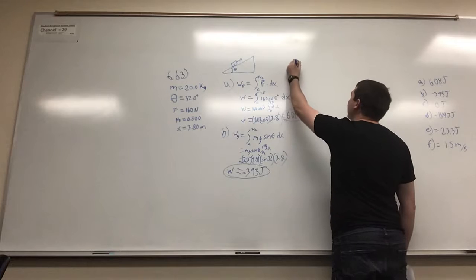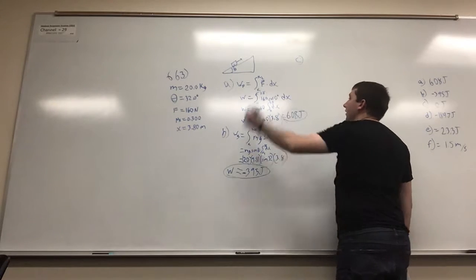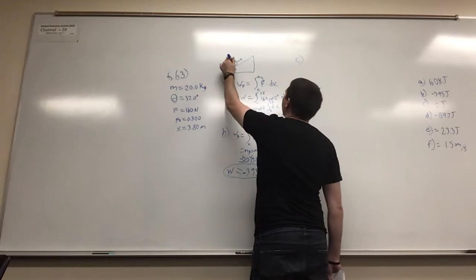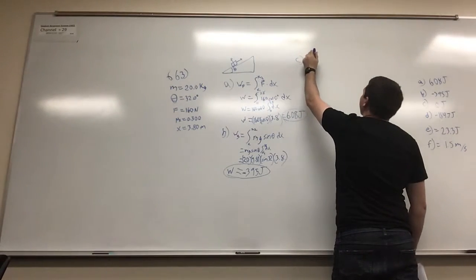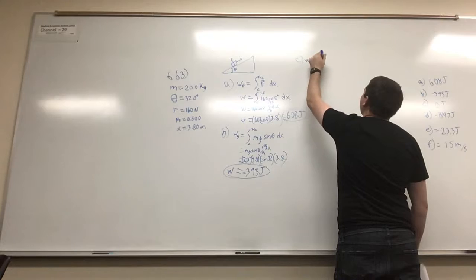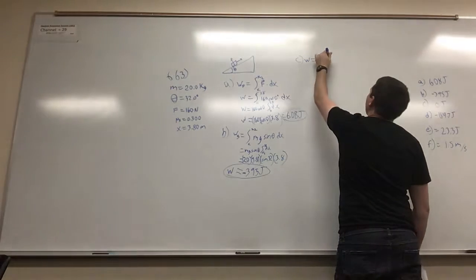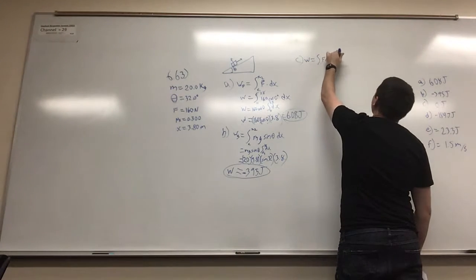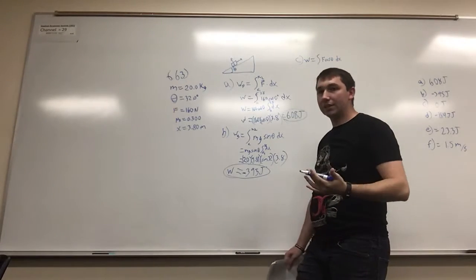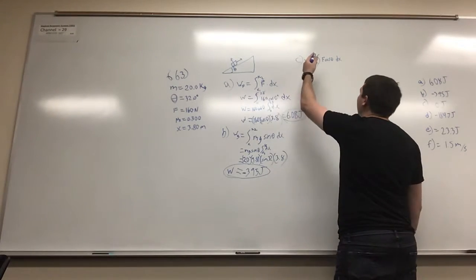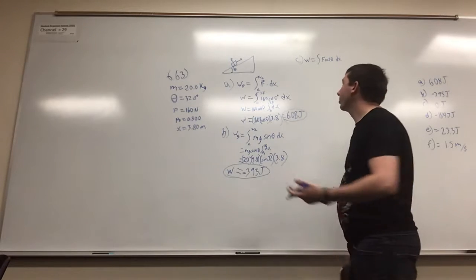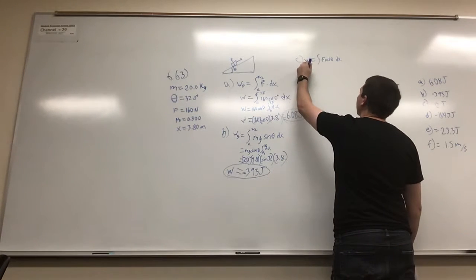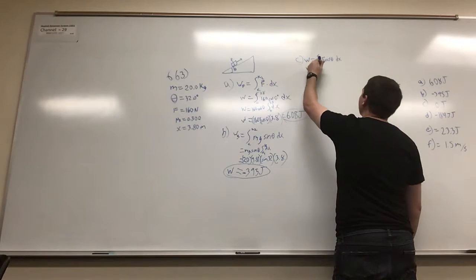For part C, it wants to know the work done by the normal force. So we know that the work is going to be equal to the integral of the force times the cosine of the angle dx. But in this instance, the angle is going to be 90 degrees, and cosine of 90 degrees is 0, so the whole thing is 0. So the work of the normal force is going to be equal to 0.